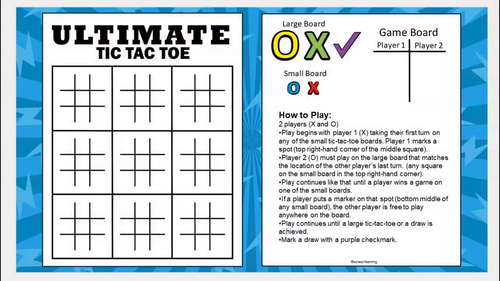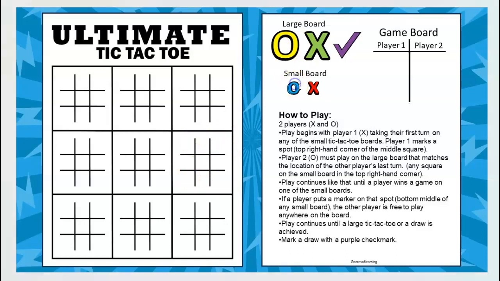This is a tutorial on how to play Ultimate Tic-Tac-Toe. The board consists of a giant tic-tac-toe board. You can see the 9 large squares, and then within each one of those 9 squares is a smaller tic-tac-toe board. To start play, you're going to be on the smaller boards until a tic-tac-toe is made within one of those smaller boards.